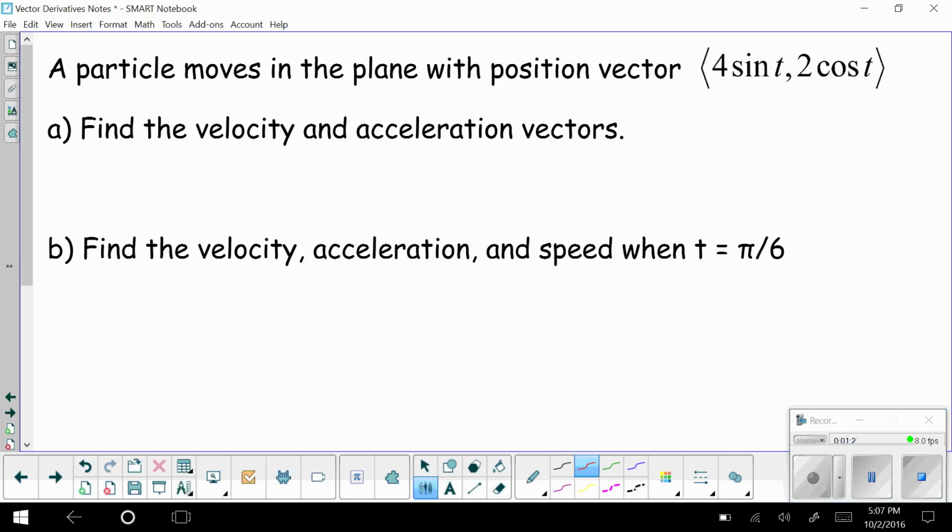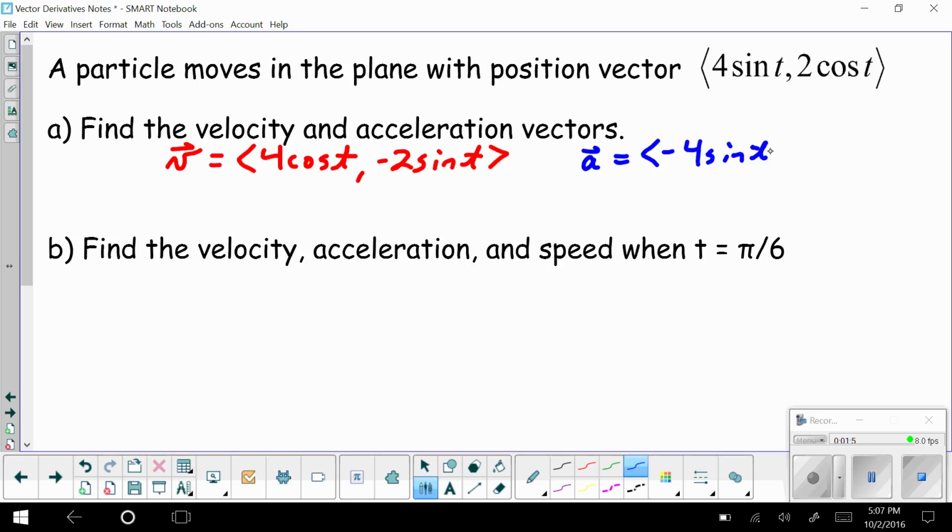To find the velocity vector would be the derivative of 4 sine of t, which is 4 cosine of t, and the derivative of 2 cosine of t, which is negative 2 sine of t. And there's our velocity vector. Our acceleration vector would be the derivative of 4 cosine of t, which is negative 4 sine of t, and the derivative of negative 2 sine of t, which is negative 2 cosine of t. And there's our acceleration vector.